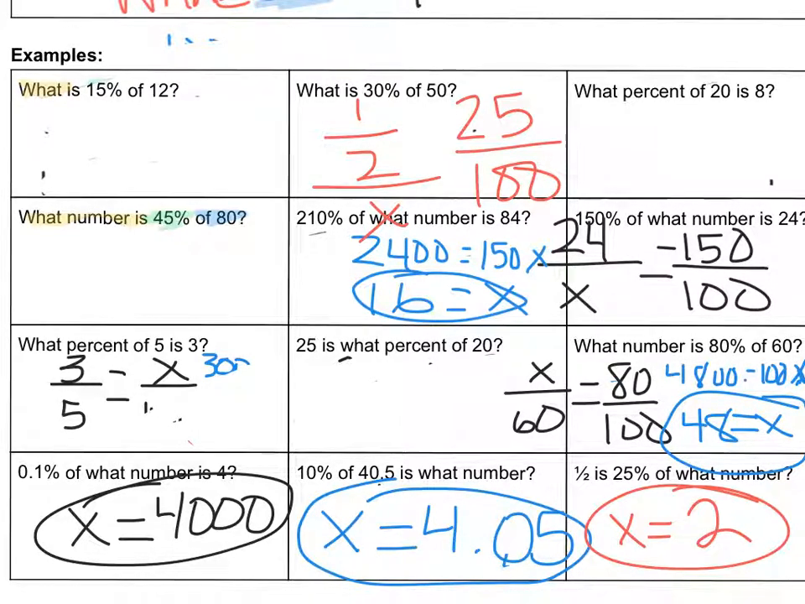Okay, so there's the answers for the last one. First one, x equals 4,000. Second one, x equals 4.05. And the last one, it says 1/2 is, so 1/2 should be your is spot, of what number? So 1/2 over x equals 25 over 100, and you should have got x equals 2. All right, great job. Let's move to the bottom part.